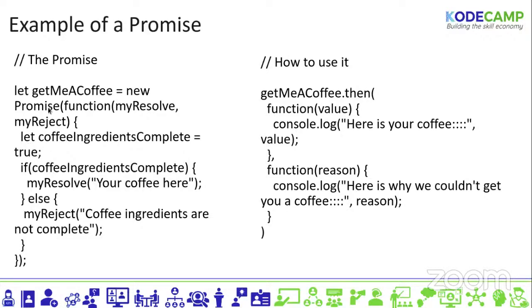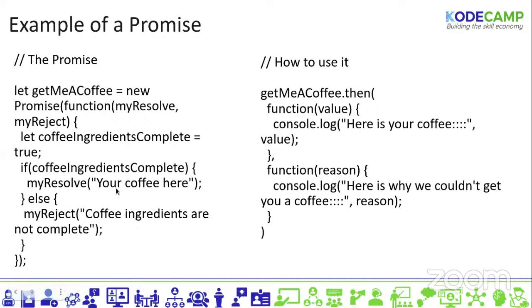So look at how we wrote it. This is simulating the coffee example I mentioned. So get me a coffee. Maybe I tell a waiter that he should get me a coffee, and he tells me, okay, I'll do that. Once he says that, we've established a promise. Then maybe he checks if the coffee ingredients are complete. That's what I'm checking here. Is it true that these coffee ingredients are complete? If it is true, then we call myResolve, which means this promise has been fulfilled.